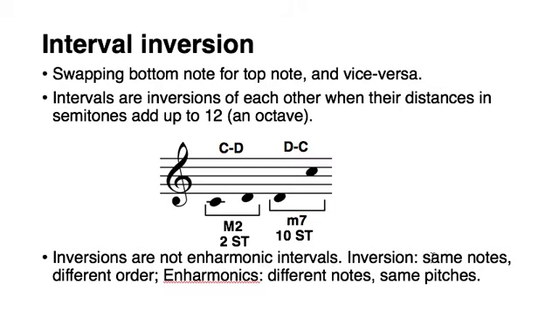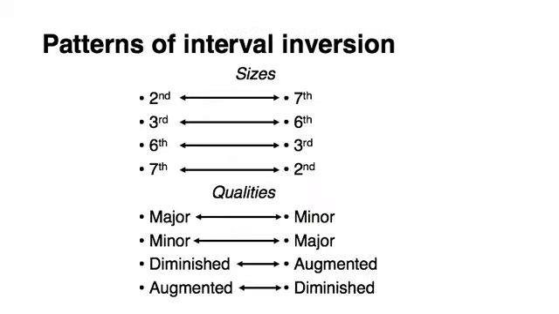Inversion means to use the same notes but in a different order, right? A different note will be at the bottom and a different note will be at the top. It's the same notes, but the one that was in the bottom is going to go to the top, and the one that was at the top is going to go to the bottom. But enharmonic intervals are different notes that produce the same pitches, the same sounds. So very different thing, not to be confused. Inverted intervals and enharmonic intervals.